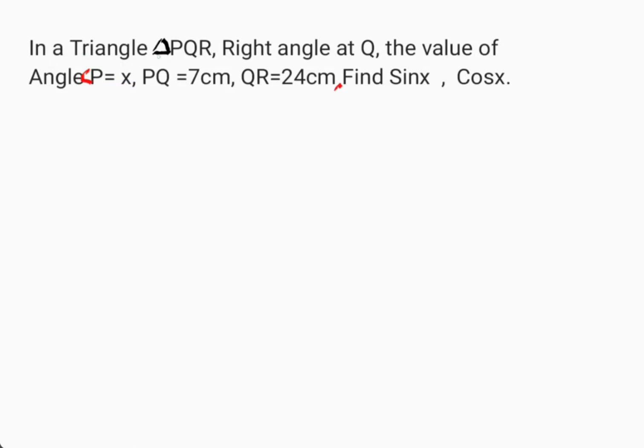In a triangle PQR, right angle at Q, the value of angle P is equal to X and PQ is equal to 7 centimeters, QR equal to 24 centimeters. Find sin X and cos X. This is a right angle triangle. Right angle at Q, we should take this as the right angle, and PQ is equal to 7 centimeters.